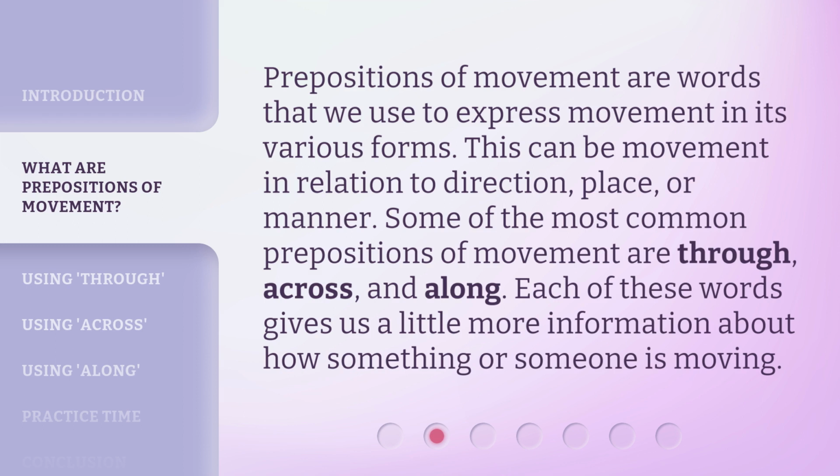Prepositions of movement are words that we use to express movement in its various forms. This can be movement in relation to direction, place, or manner. Some of the most common prepositions of movement are through, across, and along. Each of these words gives us a little more information about how something or someone is moving.